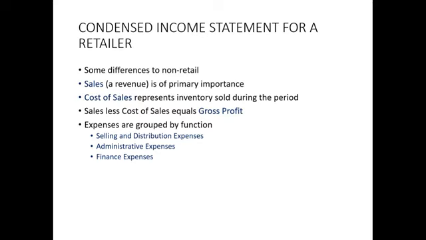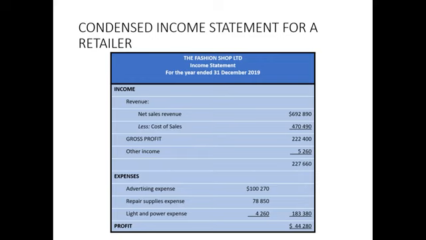So in the condensed income statement, you are required to report your sale. This is important. The cost of sale, sales less cost of sale gives you gross profit. And then you're going to minus three types of expenses. First, selling and distribution expenses. Second, administrative expenses. And finally, number three, finance expenses. So this will be the format of the retail income statement. We have sale, net sale. What is net sale? Sales minus sales return. This is your net sale. Sales, return, and allowances. Your cost of sale.